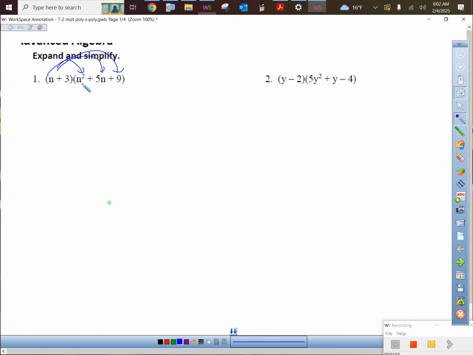We will distribute. Let's take this n and distribute it to all 3 of those guys. So n times n squared, wouldn't that be n cubed? Are we okay with that? And then n times a positive 5n would be plus 5n squared. And then finally, n times 9 is a positive 9n.